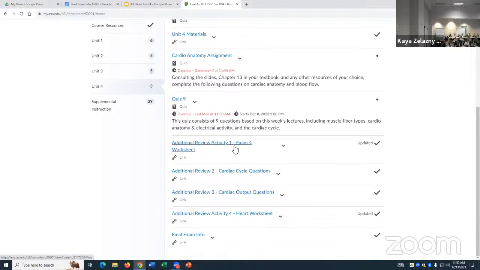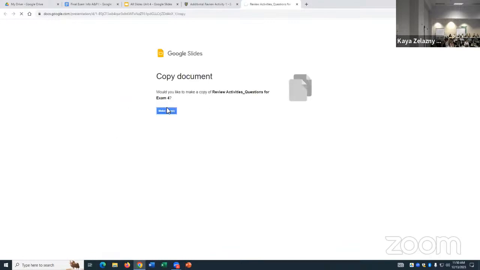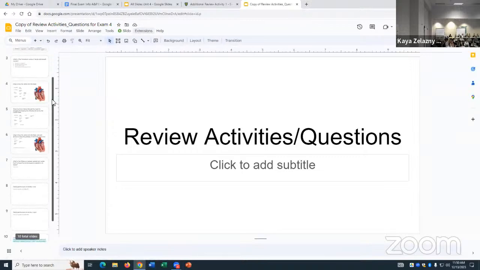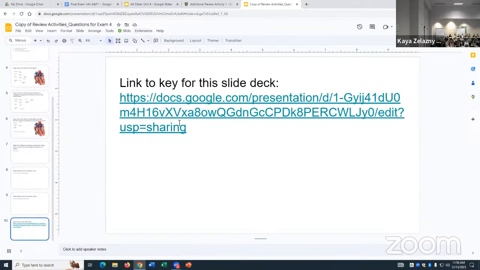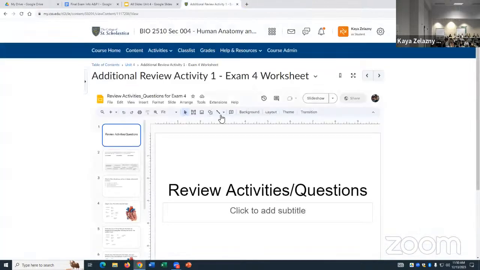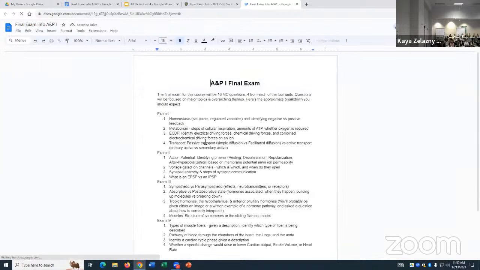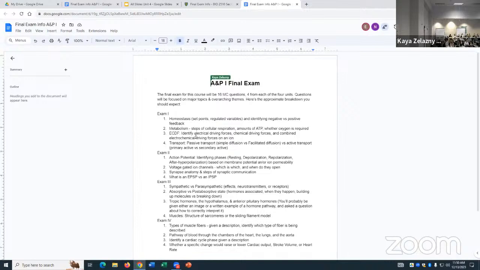This first one is a worksheet covering all the material that we've covered for exam 4 with activities. It has a link to the key on the last page. Same thing is true for the fourth one. This is a worksheet, kind of linked up to your textbook, key linked at the end of the document. What you're probably more interested in is I created for the final exam kind of like a breakdown of what you should expect in terms of questions.